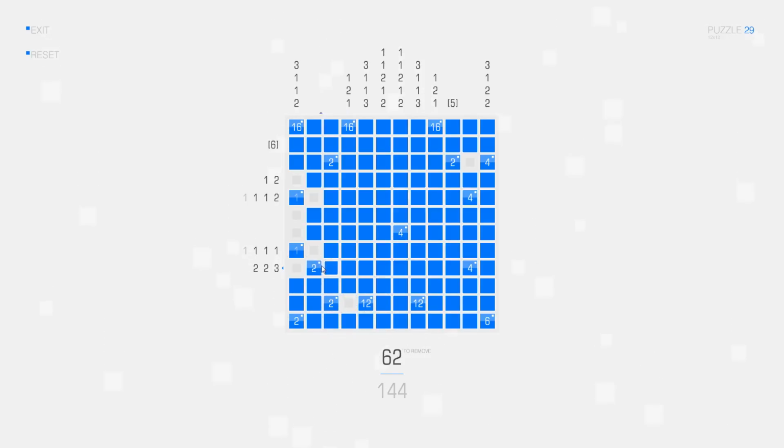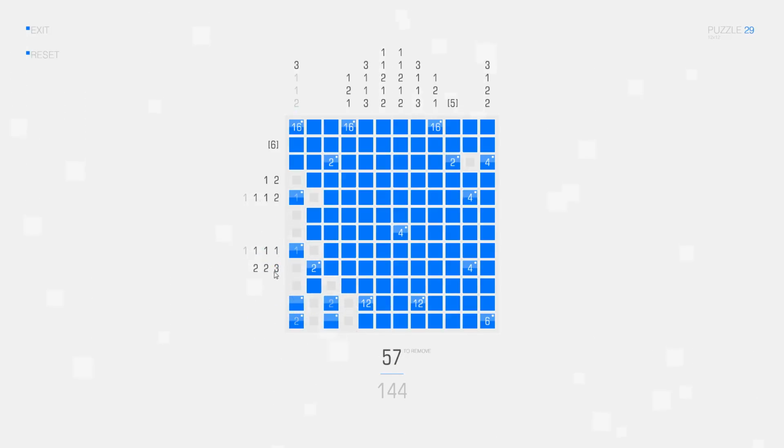Now here, according to the corner rule, I can delete this square. And here I also can use the corner rule and delete this square. So now I can already complete this group of two connected squares like this. And this group of two connected squares like this.